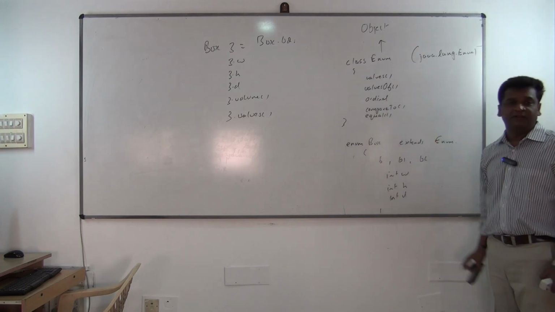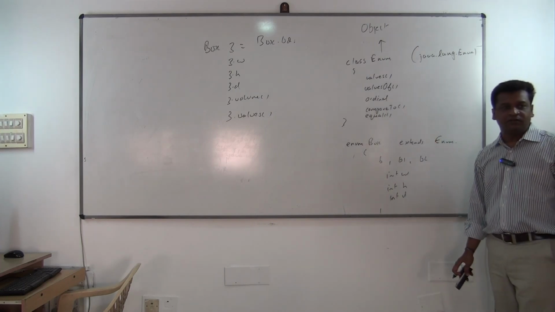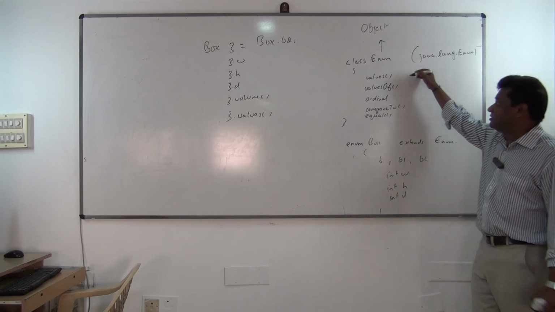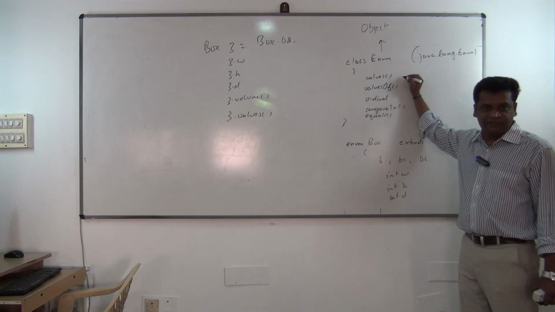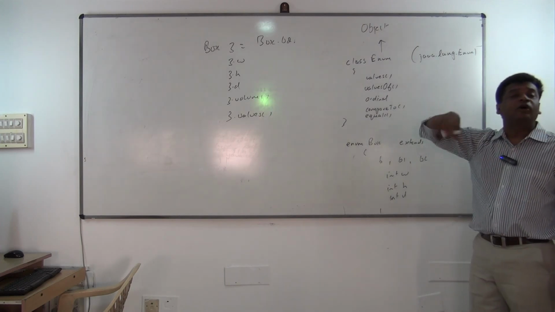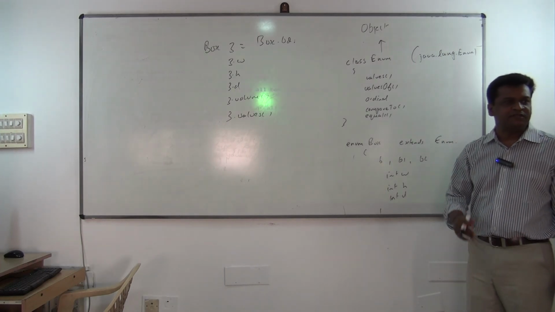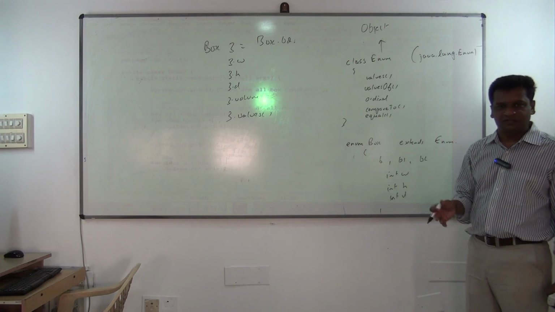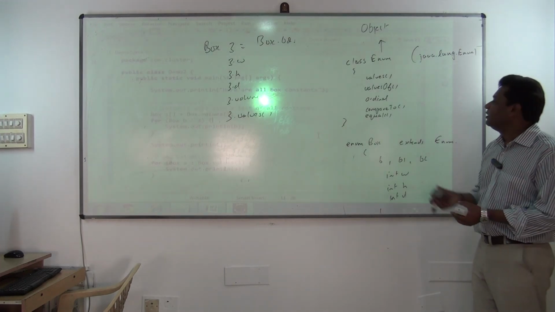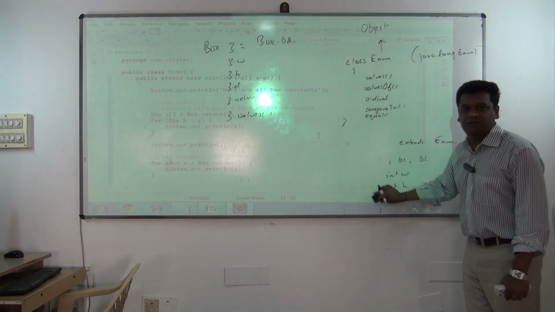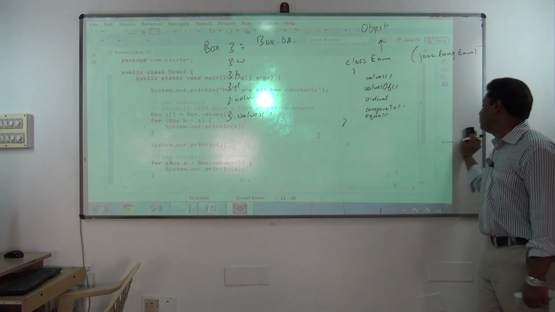So let's see how to work with these methods now. Understood? These are very important methods. Now, what does the values method do? Question. It will give you all the constants, the list of all the constants. So let's see it with a program. First I'll go step by step. First I'll go with values.